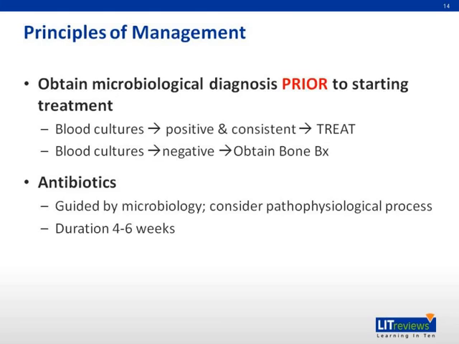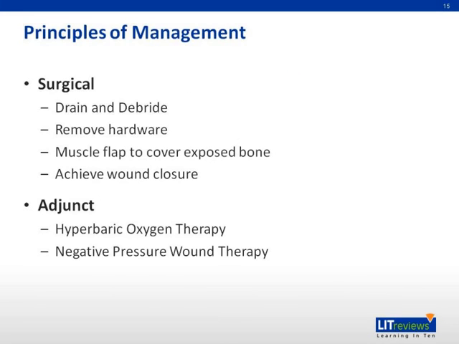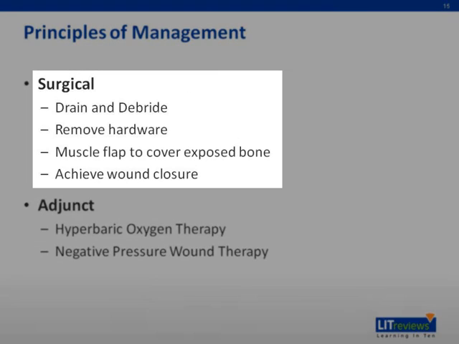It is important to engage our surgical colleagues in the management of osteomyelitis. They can help us drain and debride the wound, remove hardware, provide muscular flap to cover exposed bone, and achieve wound closure. Sometimes adjunct strategies, for example, hyperbaric oxygen therapy and negative pressure wound therapy, which is your VAC dressing, may help.